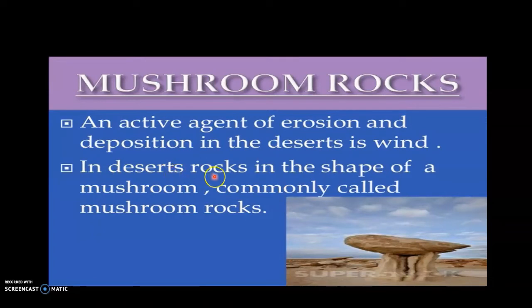In deserts, rocks in the shape of a mushroom are commonly called mushroom rocks. Winds erode the lower section of the rock more than the upper part. Therefore, such rocks have narrower base and wider top. So, look at this picture. In this picture, this rock has narrower base and wider top.